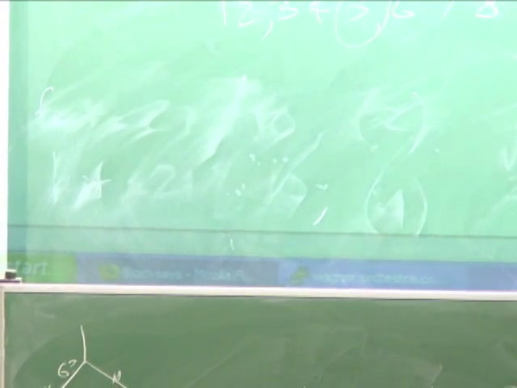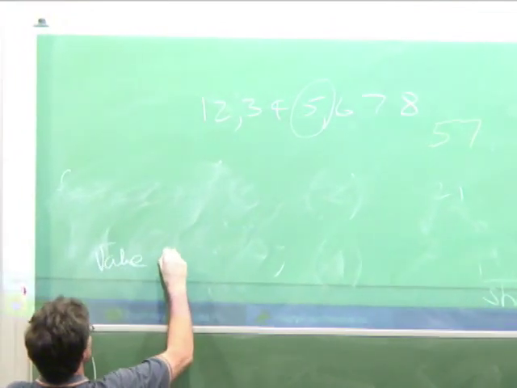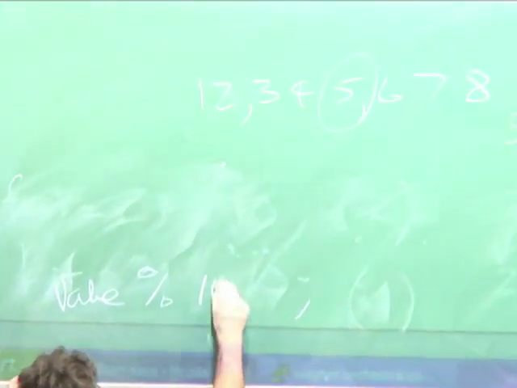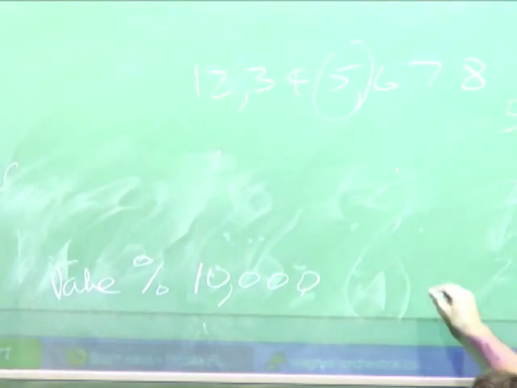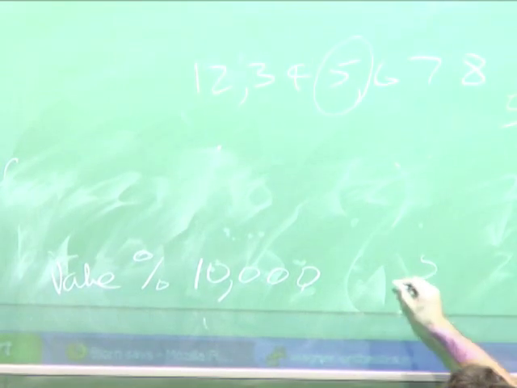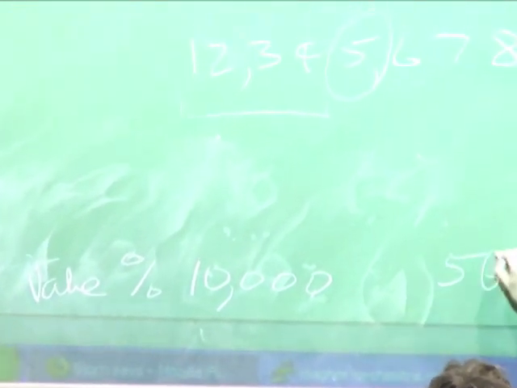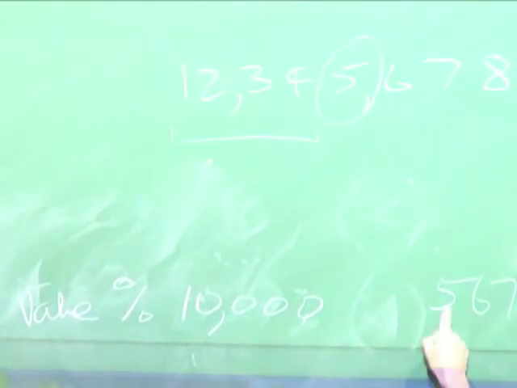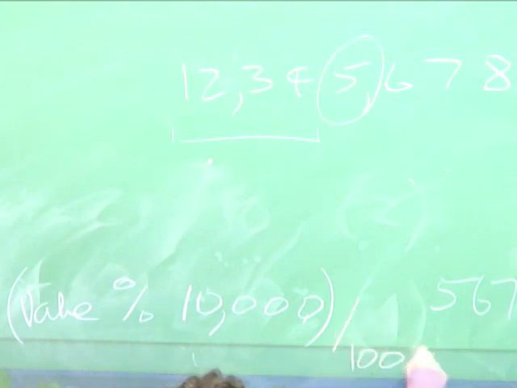How can I extract the thousands digit? Anyone want to tell me? Yes? If I mod it by 10,000, so I go value percent 10,000. What's value going to be equal to at that stage? 5, 6, 7, 8. Yep, the remainder after dividing by 10,000. So it's got that many 10,000s in it, and that's the remainder. So now it's 5, 6, 7, 8. But I only want the 5. How do I get that? Div 1,000. Yep. So pairing up mods and divs, you can extract whatever digit you want.